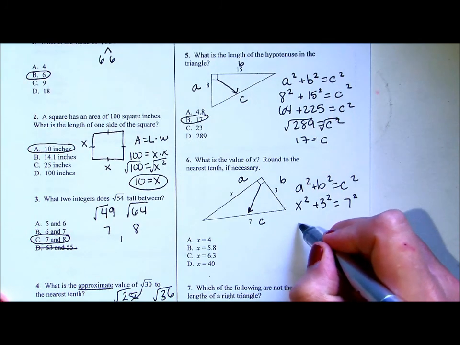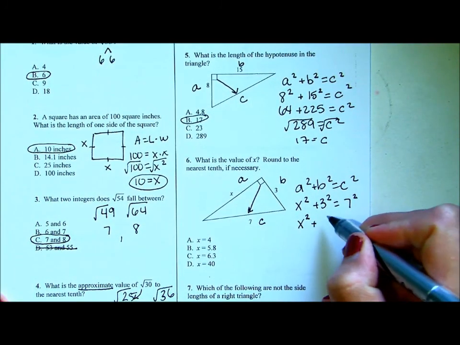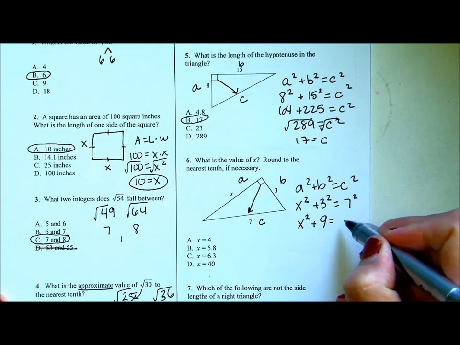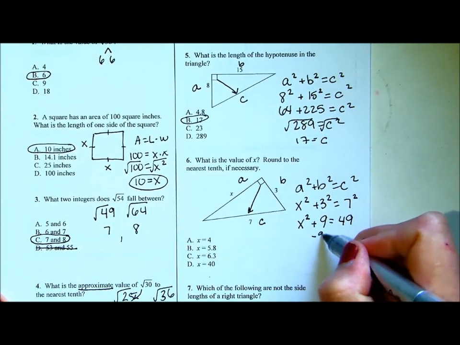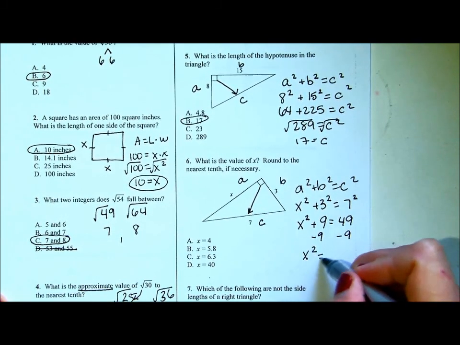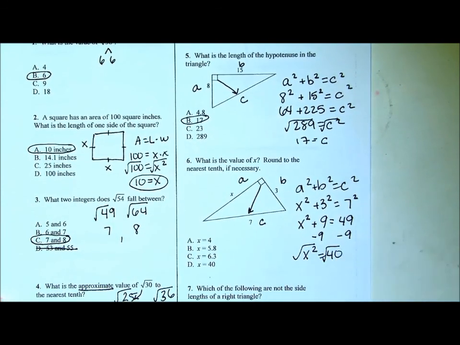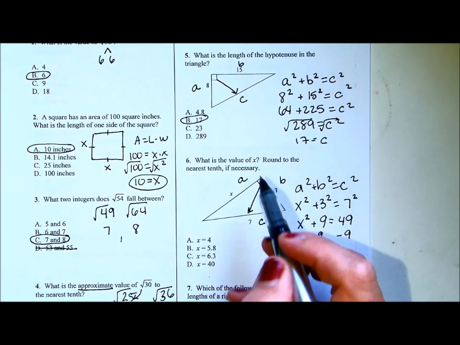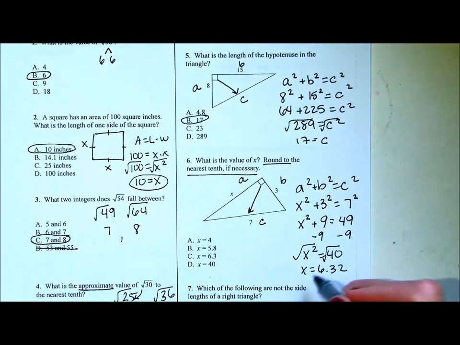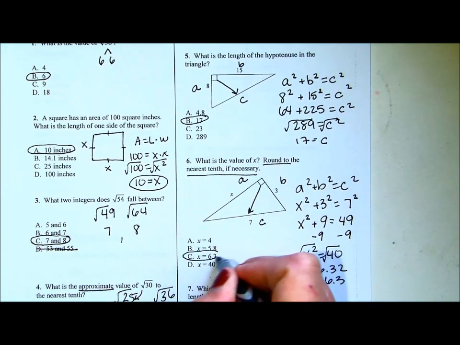Now I'm going to leave this as x squared. Then I'm going to go 3 squared, which is 9, equals 49, because that's what 7 squared is. I'm going to minus the 9 from both sides, giving me x squared equals 40, and I'm going to find the square root of each. Now the square root of 40 is going to be 6.32. And then because it tells us in the directions round to the nearest tenth if necessary, our answer is going to be approximately 6.3. That leaves us with C as our answer.